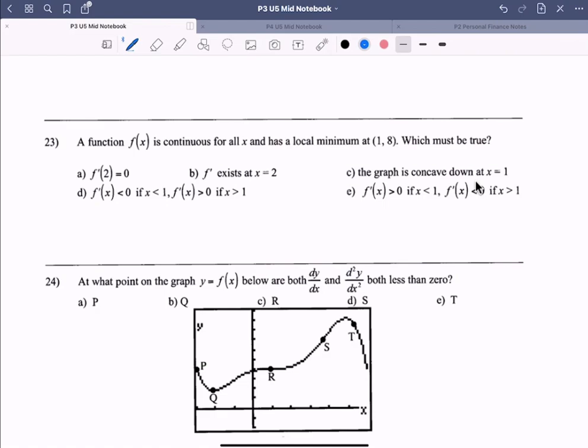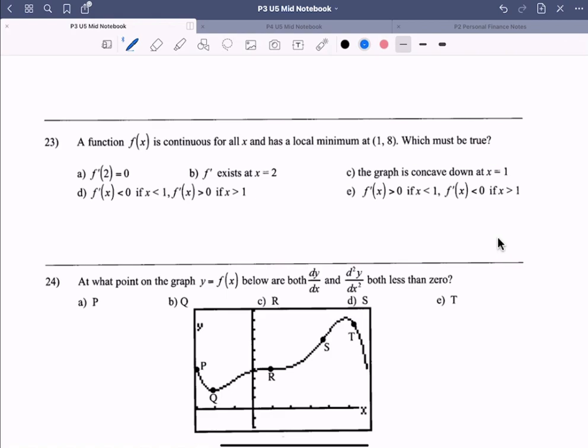A function f is continuous for all x. All right, that's important to know, and has a local minimum at (1, 8). Which must be true? Whenever you get a question like this, like which of these are true, you're going to look at every single one and eliminate it.